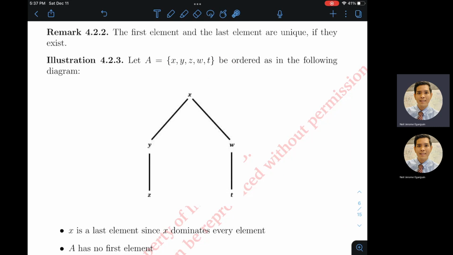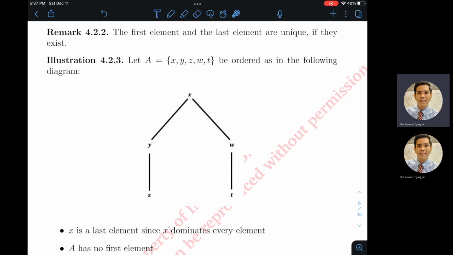All right? So remember, it's a lattice diagram. The higher it is in the diagram, meaning it dominates everything that is below it, right? For instance, Z precedes Y, or in other words, Y dominates Z, all right? And then X dominates Y, and by the transitivity of the partial order, X dominates Z. All right? Ganun yung pagdrawing ng poset diagram, right?